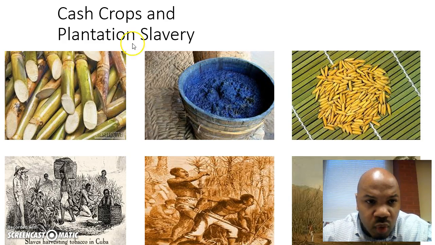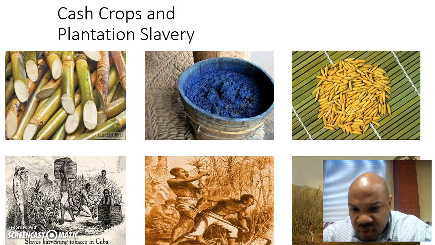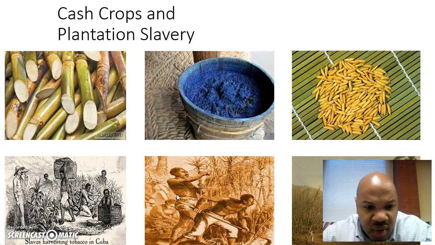Okay. This, of course, is cash crops and slavery. This, of course, is plantation. This is tobacco. This is indigo. This is rice. These are rice fields. These are plantations. So this is the money that's being generated.